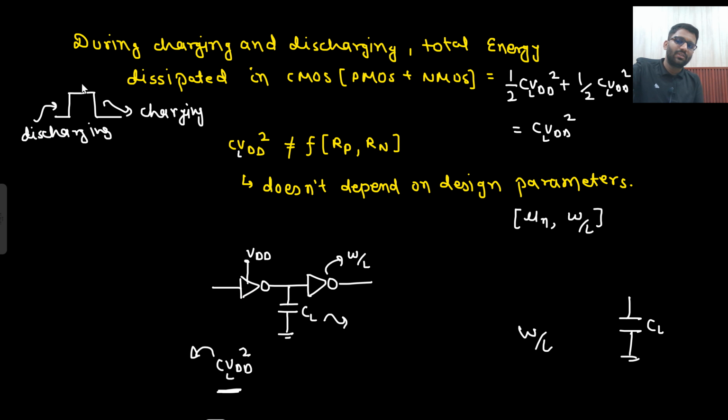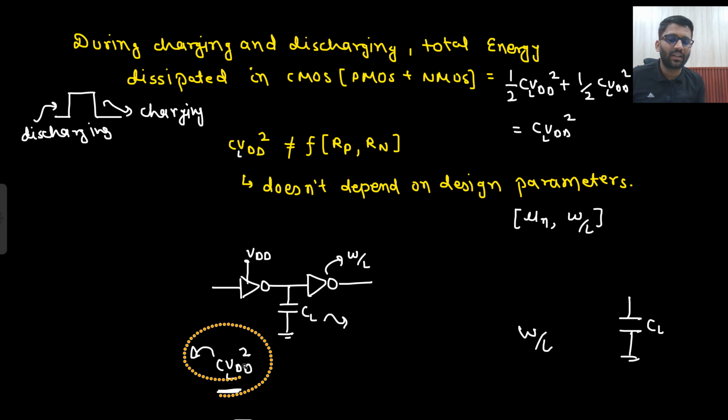So in a cycle 0 to 1, 1 to 0, the complete energy that is dissipated across the CMOS, that means across PMOS and NMOS, is CL VDD square. And that is not depending on the design parameter, but it will depend on the design parameter of the next stage. That next stage could be another inverter. If the next stage is another inverter, then certainly it will depend on the design parameter of that, because W/L will change this CL load. Okay, so that is the conclusion.